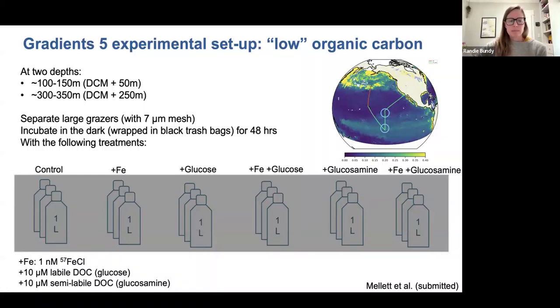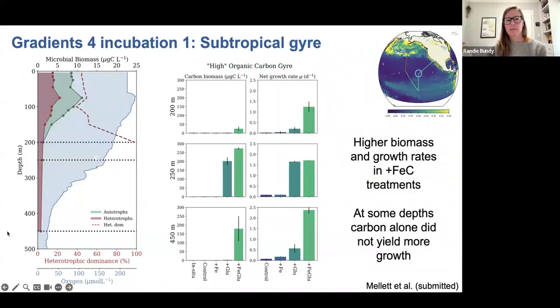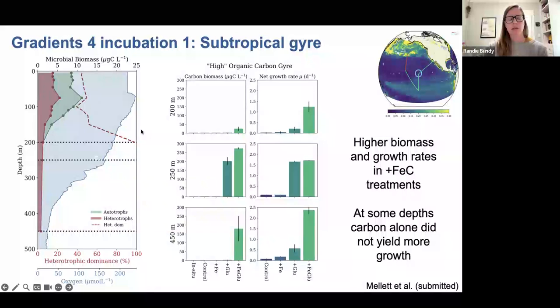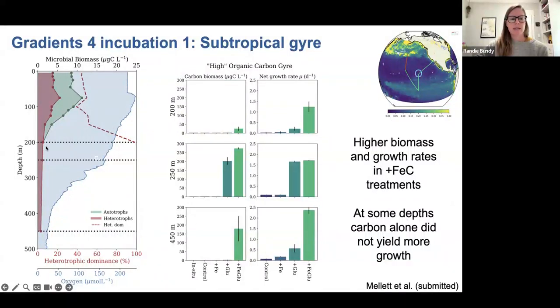I'm going to show you some example data from these experiments, not overwhelm you with all of it, and then I'll show all of the data together. The first one is an example from the first expedition, the high organic carbon treatment from Gradients 4. On the left is a profile from the subtropical gyre showing this example experimental data. The dashed lines are the depths where we did the experiments at the 3 different depths. This shows where heterotrophic biomass was present.